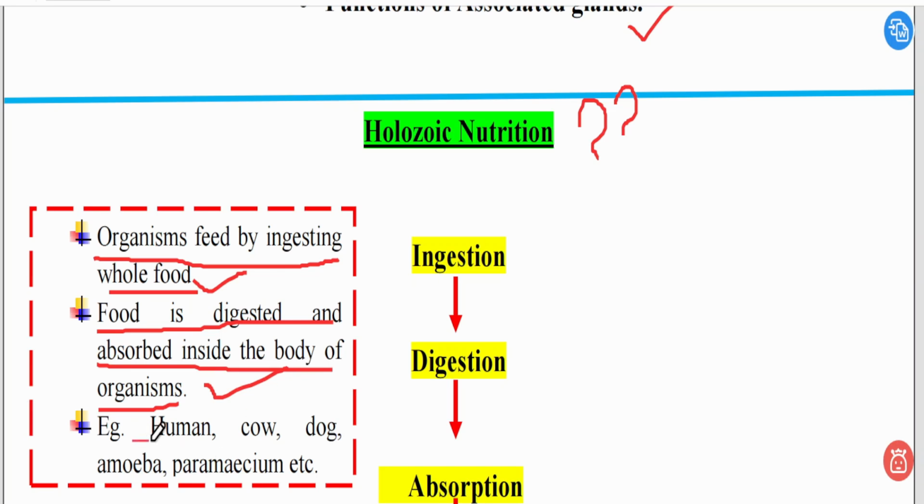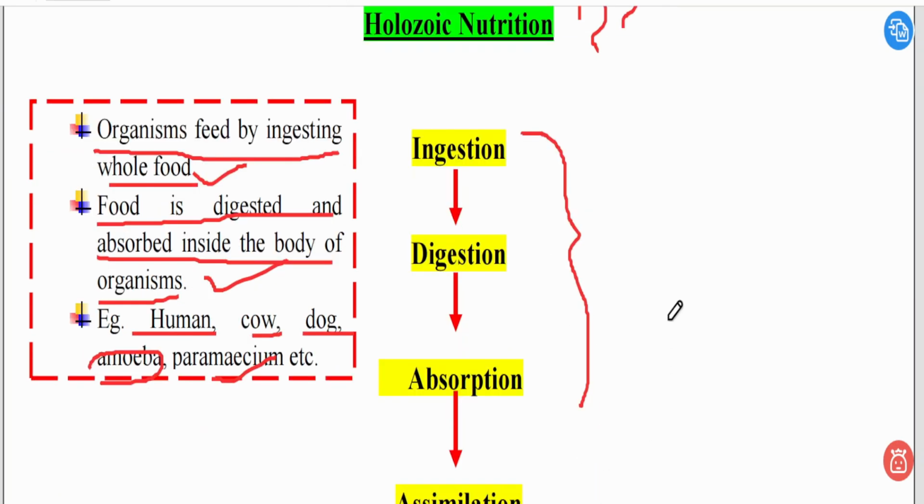For example, we can take human, cow, dog, tiger, deer, elephant, any organism other than saprophytes or parasites. Here we can include amoeba and paramecium. I think these 2 words are also very familiar to you.